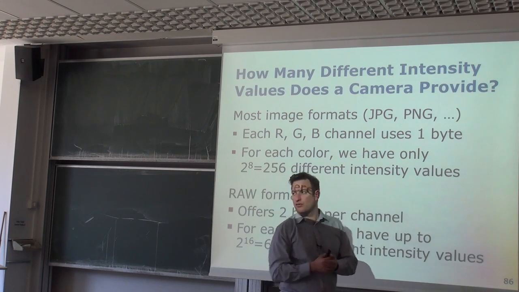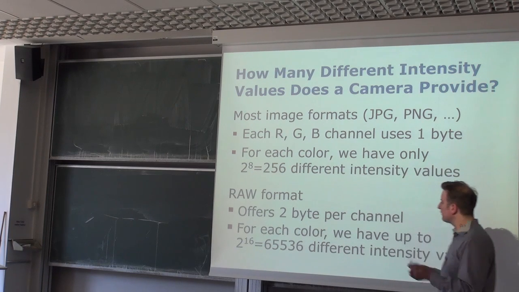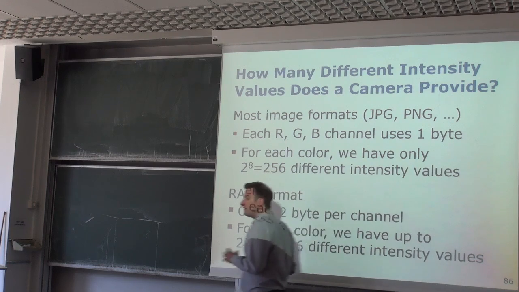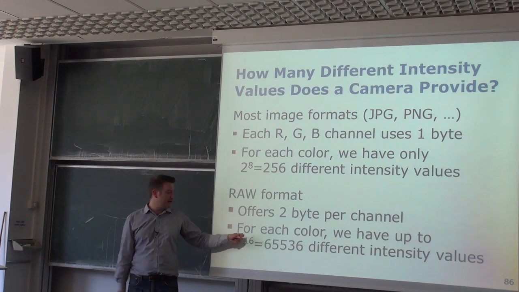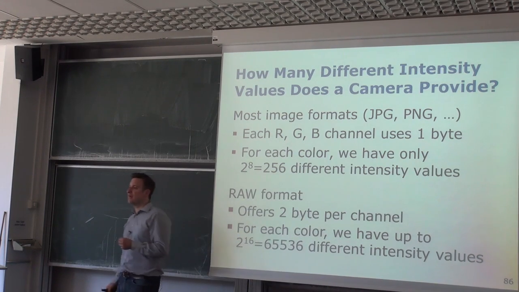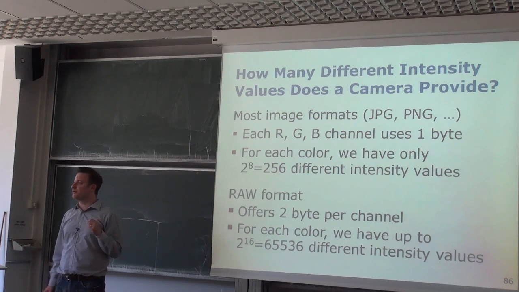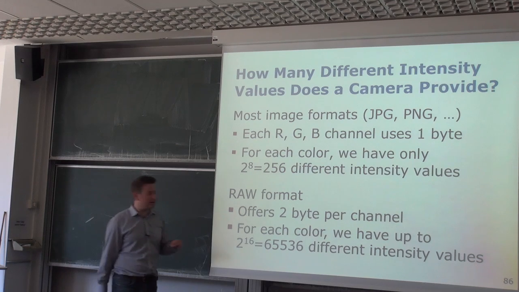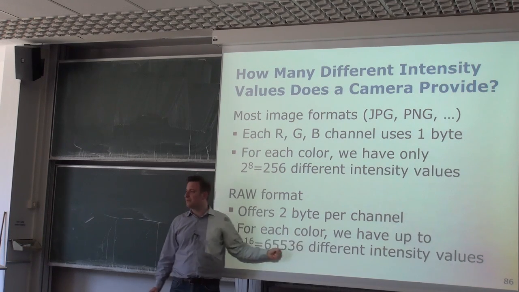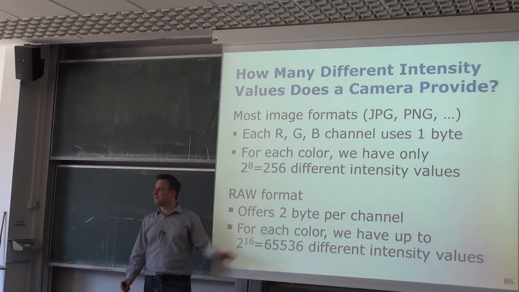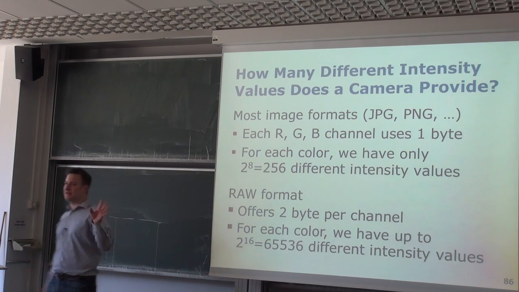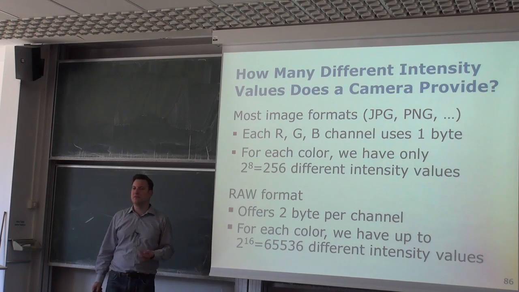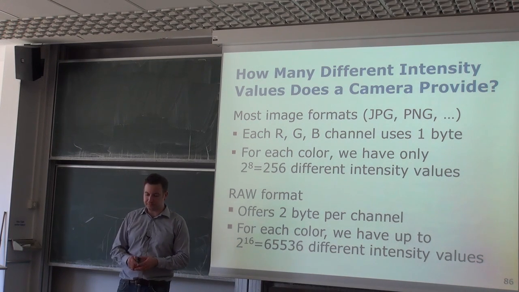The good news, however, is that most of the chips can actually distinguish more intensity values. And therefore you have the raw format, which most of the cameras provide nowadays, which offers 2 bytes per channel. So in theory, you can have at least 65,000 different intensity values per channel, which is typically sufficient for most applications. The question is still, does the chip support that many? Often this is not the case; typically it is around 10-bit or 11-bit, but this number is increasing as chip production gets better and better.